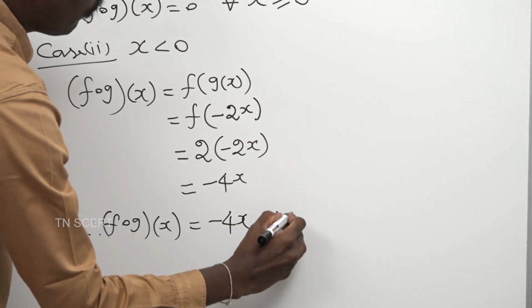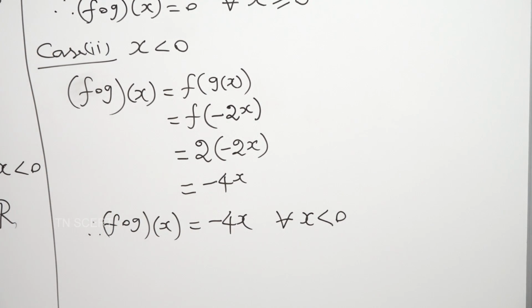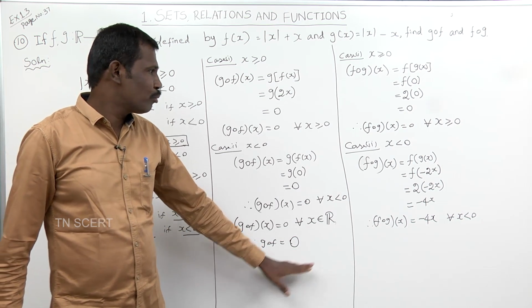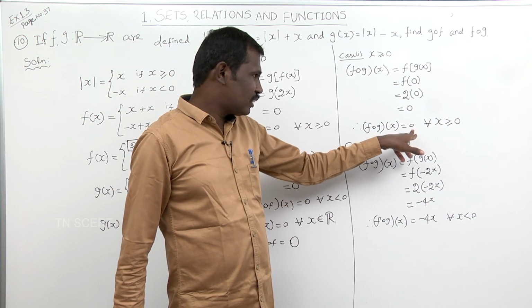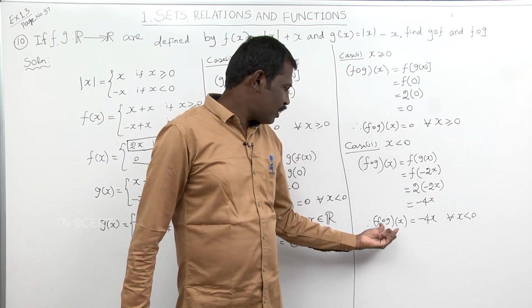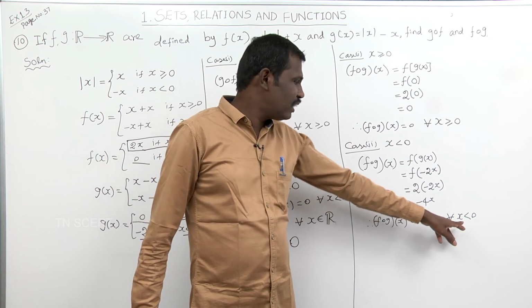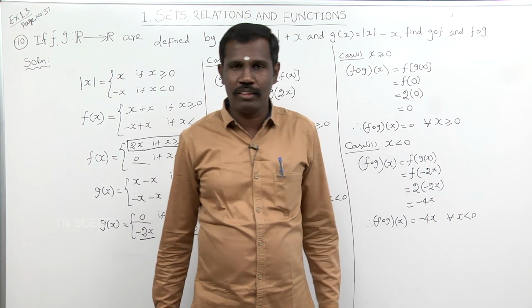This is true for all x less than 0. So, here g composite f is the 0 function, but f composite g of x equal to 0 for all non-negative numbers, and f composite g of x is equal to minus 4x when x is a negative number. Okay. This ends the problem. Could you understand?